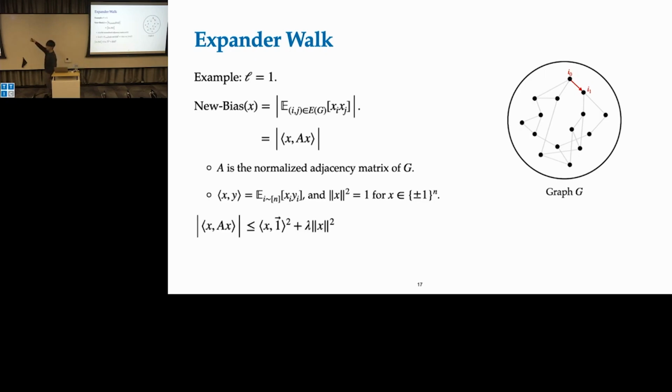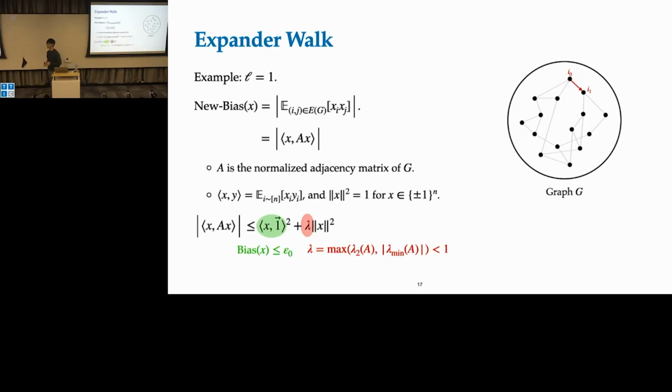Okay, because we've written this quadratic form here, we can now use the eigenvalues of A. Let's look at these two terms here. The first term arises because the adjacency matrix has the all ones vector as the top eigenvector. So we get this x dot 1 squared, and x dot 1 is precisely the bias of x.